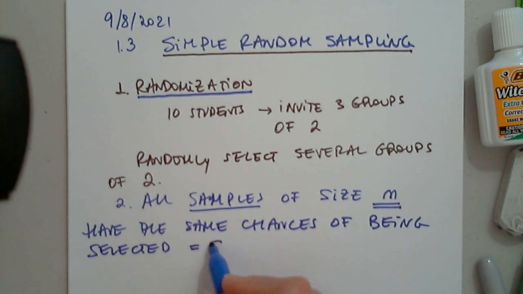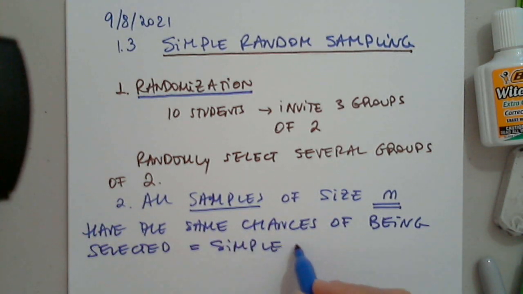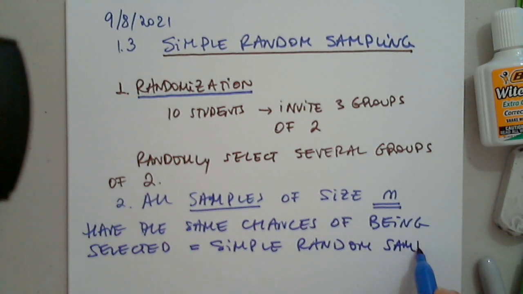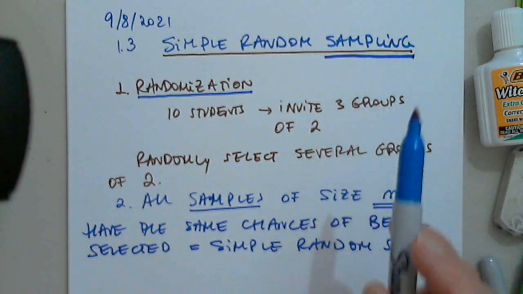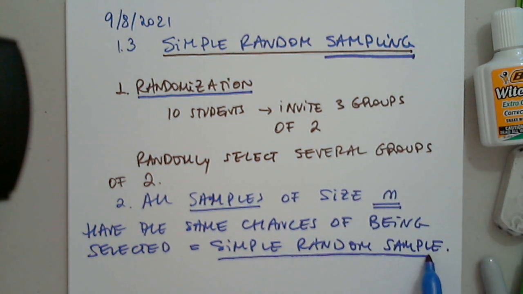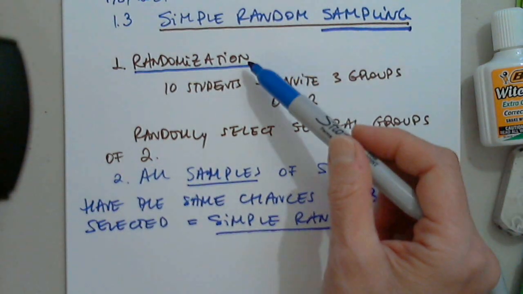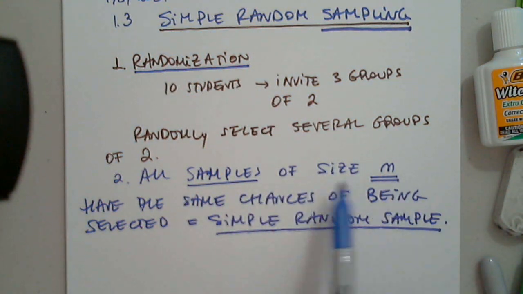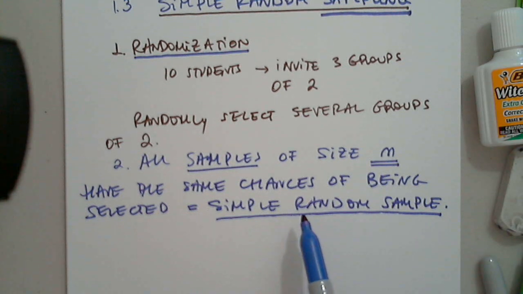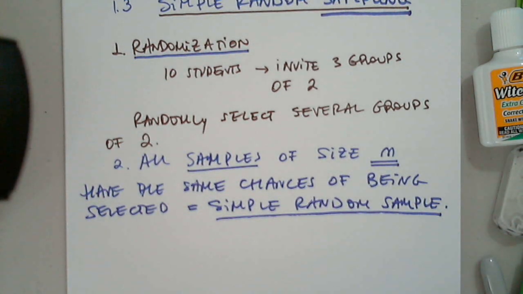And this is called a simple random sample. This is the simple random sampling, and this is the simple random sample. It's done using randomization, and all samples of the same size have the same chances of being selected.